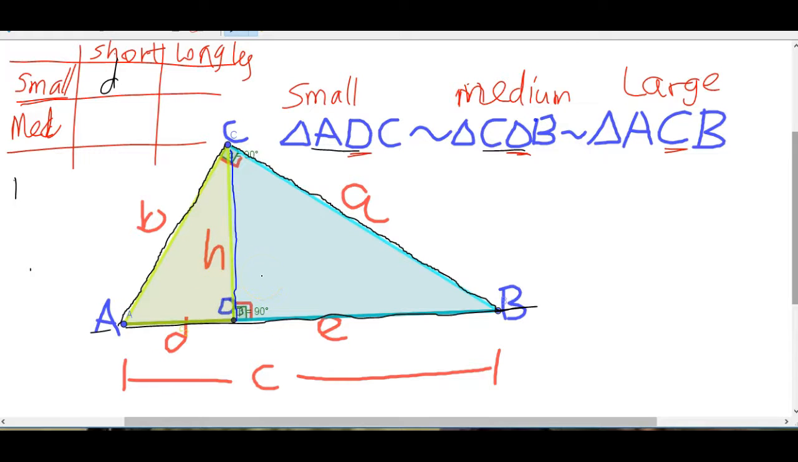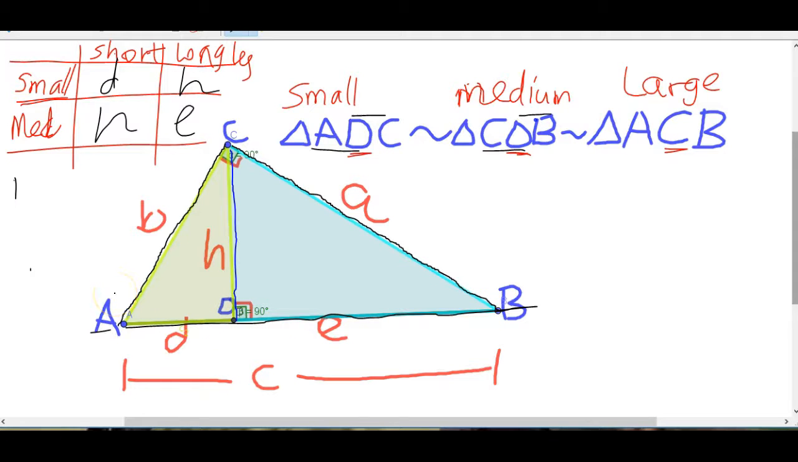So CD, which is h, is the short side of the medium triangle, and then the long leg of the small triangle is going to be h also. The long leg for this part is going to be DB, which is E. If we check it here, they're going to match. Good, so this is DC and DB.